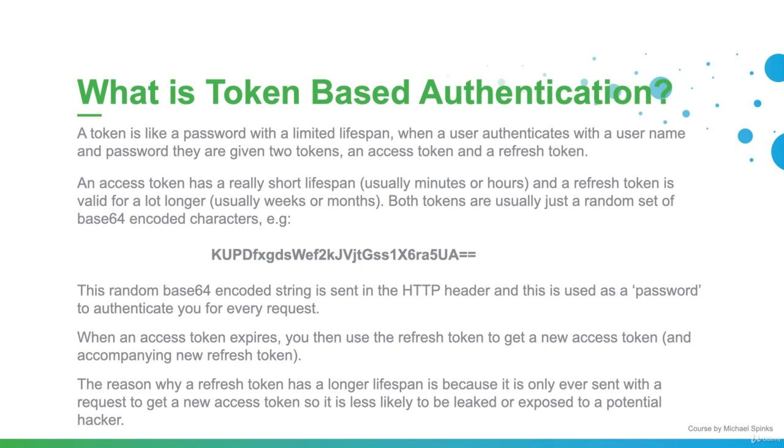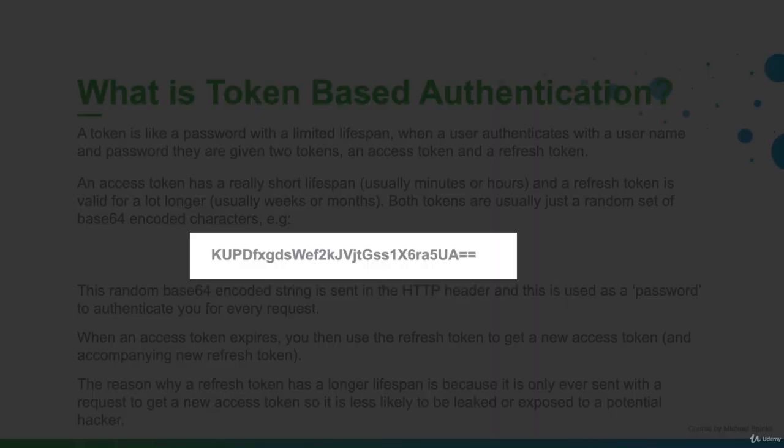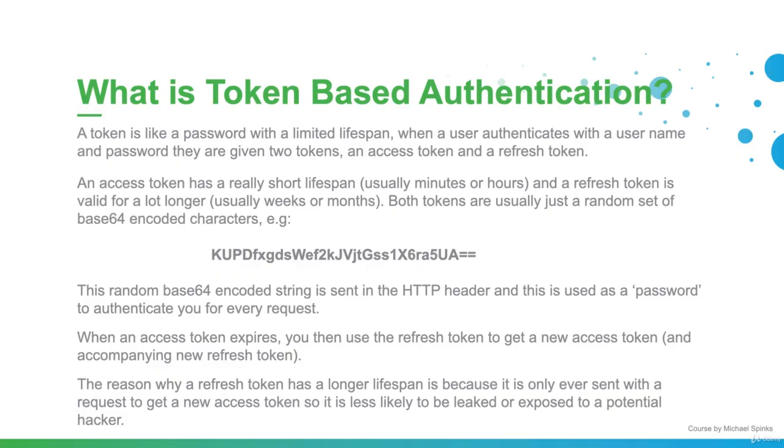Both tokens are usually just a random set of base 64 encoded characters. This random base 64 encoded string is sent in the HTTP header. This is used as a password to authenticate you for every request. But when an access token expires, you will then use the refresh token to get a new access token. This also comes along with a new refresh token as well.